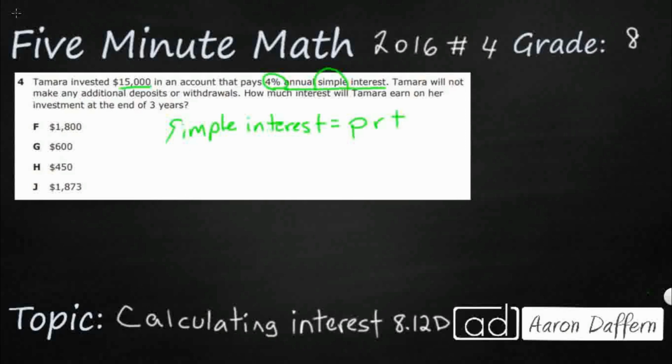Now we've got to know what each of those letters stands for, so let's break that down a little bit more. So we're going to first look at the P, principal. This is the amount of money that you have that is earning interest, or if you're borrowing money, the amount of money that you're borrowing. And so the principal here is going to be $15,000, but that's why this statement right here is going to be helpful. Tamara will not make any additional deposits or withdrawals. So the principal doesn't change.